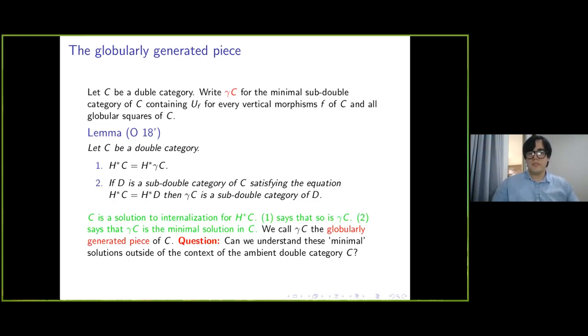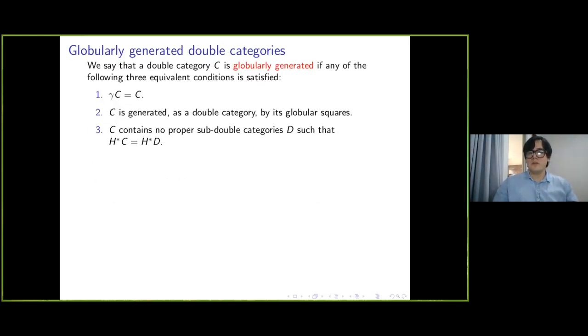So we have the following question. Can we understand these minimal solutions to the internalization problem outside the context of an ambient category C? Can we study them separately? And the answer is yes. So we say that a double category C is globularly generated if any of the following three equivalent conditions are satisfied. C is equal to its globularly generated piece. C is generated as a double category by its globular squares, and/or C contains no proper sub-double category D such that this equation here is satisfied.